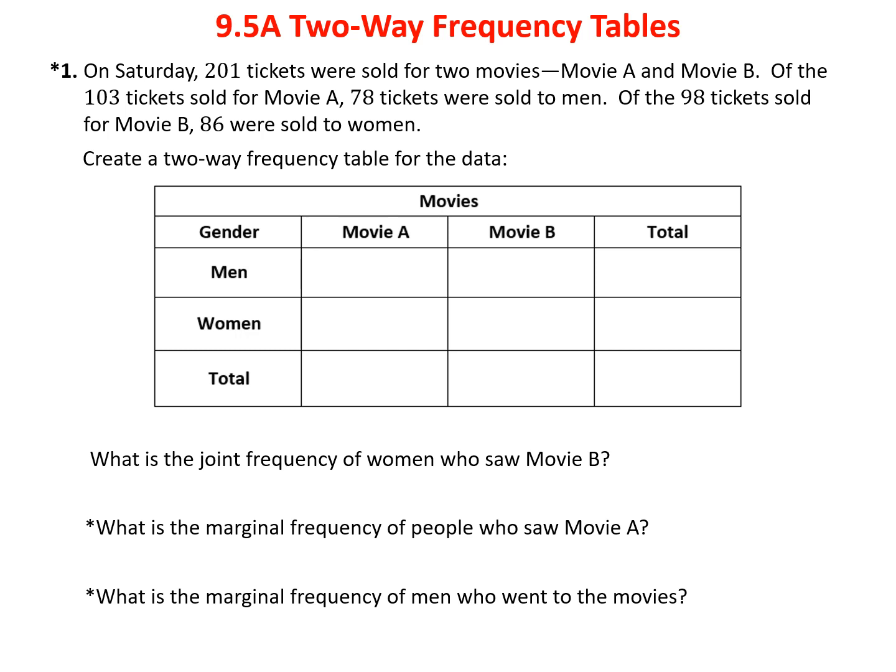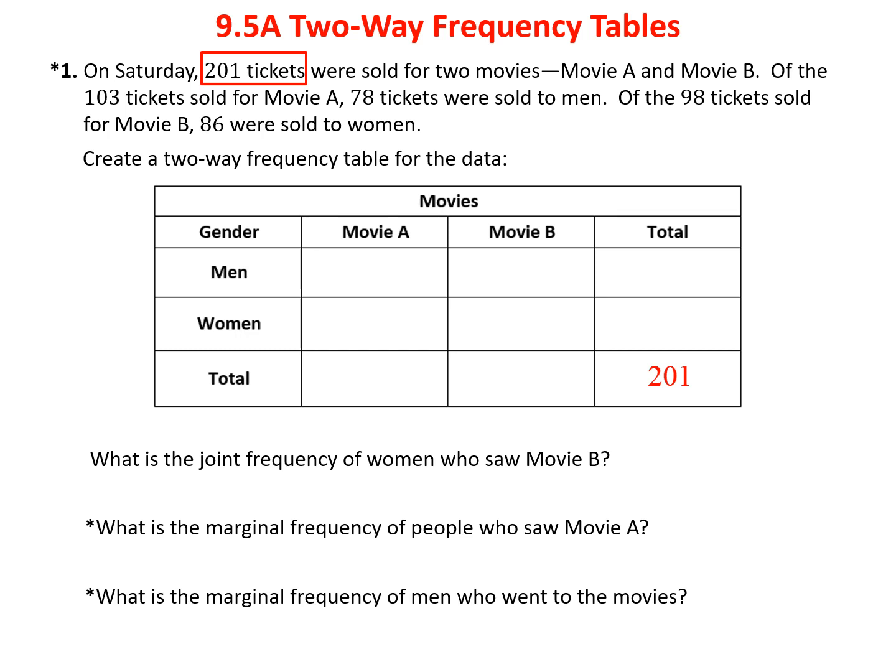So let's try problem 1. On Saturday, 201 tickets were sold for 2 movies, movie A and movie B. Of the 103 tickets sold for movie A, 78 were sold to men. Of the 98 tickets sold for movie B, 86 were sold to women. Let's create a frequency table. So let's look at the data and just fill in what we know. First of all, we know that 201 tickets were sold total for both movies. That's my grand total, so that goes down in the lower right corner. So we have movie A, movie B, and we have men and women.